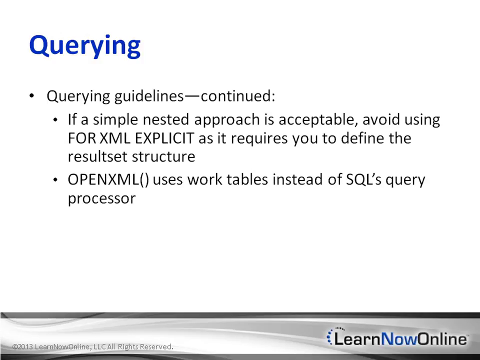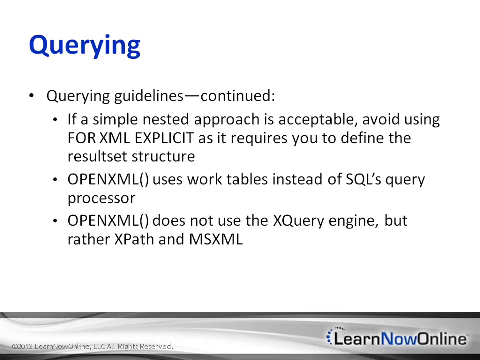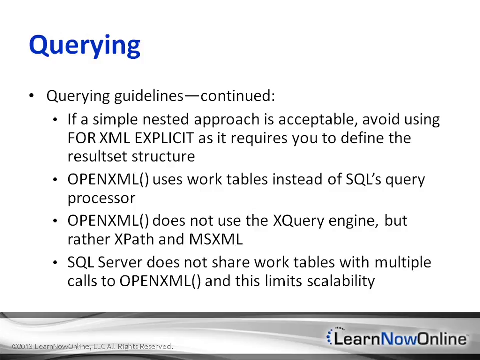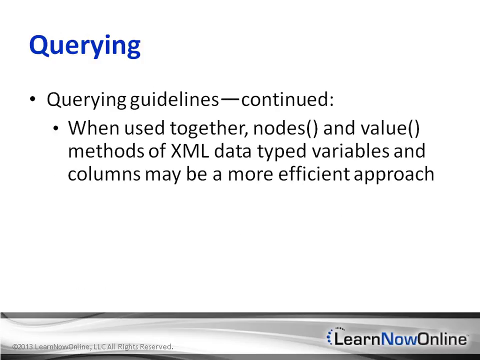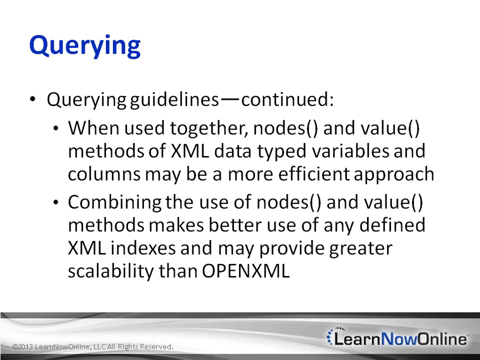OpenXML uses work tables instead of SQL's query processor. And OpenXML does not use the XQuery engine, but rather XPath and MSXML. SQL Server doesn't share those work tables with multiple calls to OpenXML, and this will limit the scalability. When used in conjunction, the nodes and value methods of the XML data type variable and columns may be the most efficient approach. Combining the use of those two methods makes better use of any defined XML indexes and may provide greater scalability than OpenXML.